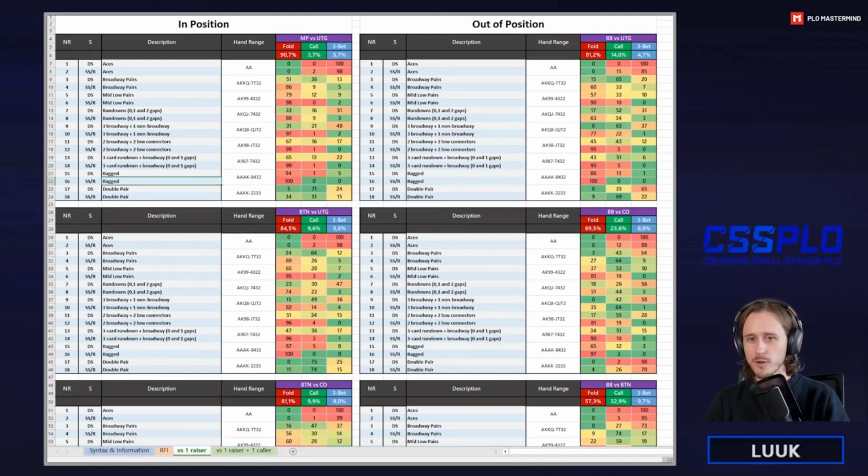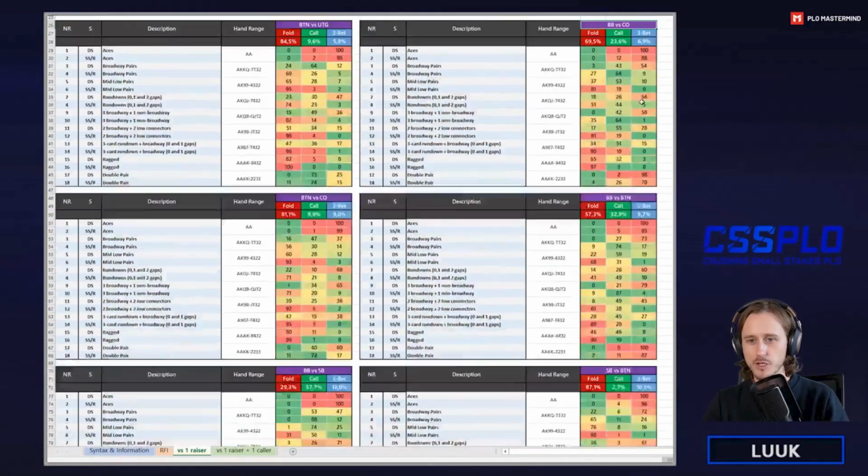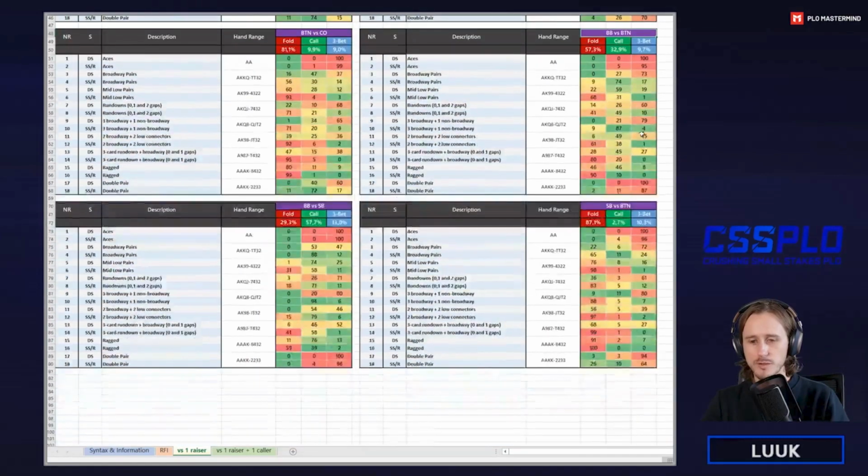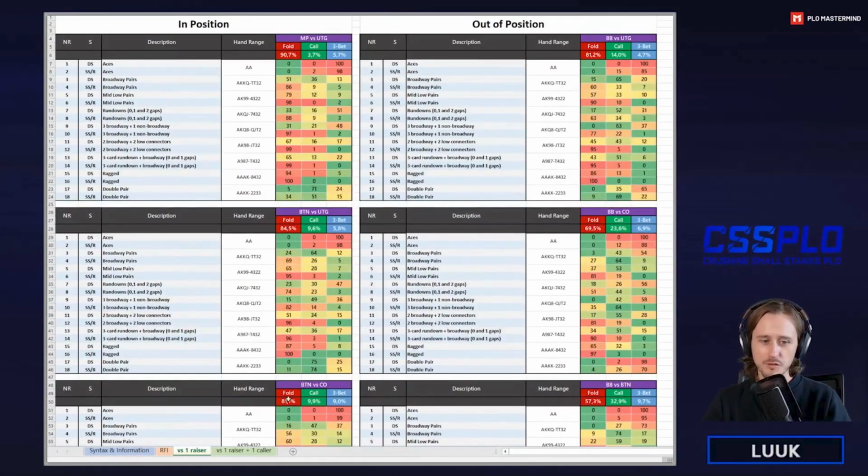On the other hand, we have of course the out of position strategy, which is mainly going to be when you're calling from the blinds, so either the big blind or the small blind. So here you can see the out of position strategy, big blind versus under the gun, we have big blind versus cutoff, big blind versus button, and small blind versus button. This is versus 1 raiser.